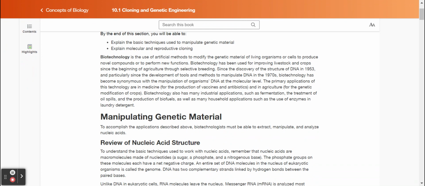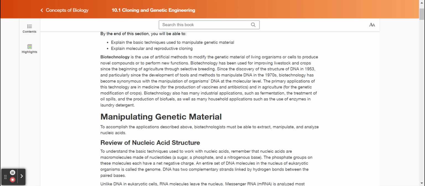Biotechnology is the use of artificial methods to modify the genetic material of living organisms or cells to produce novel compounds or to perform new functions. Biotechnology has been used for improving livestock and crops since the beginning of agriculture through selective breeding. Since the discovery of the structure of DNA in 1953, and particularly since the development of tools and methods to manipulate DNA in the 1970s, biotechnology has become synonymous with the manipulation of organisms' DNA at the molecular level.